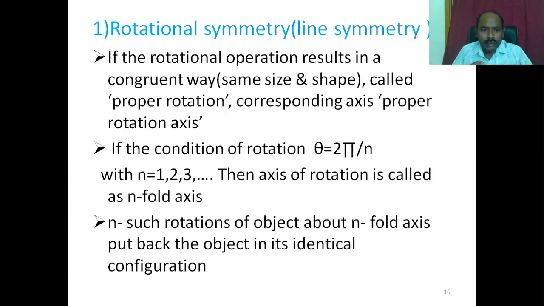Those angles are defined here. If theta is equal to 2 pi by n, for certain values of n we get certain angles. If we rotate by those discrete angles, we observe the crystal in a similar way, as it appeared before rotation.